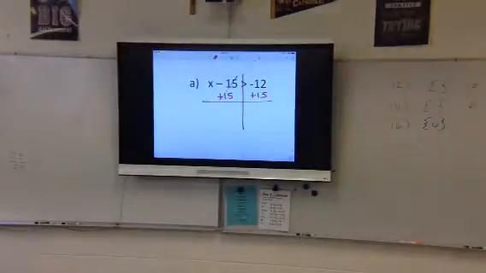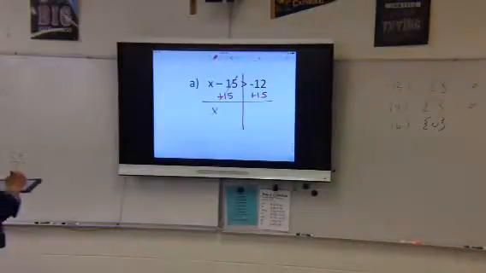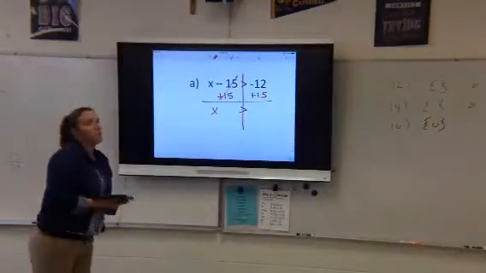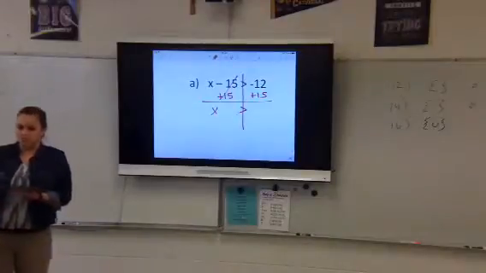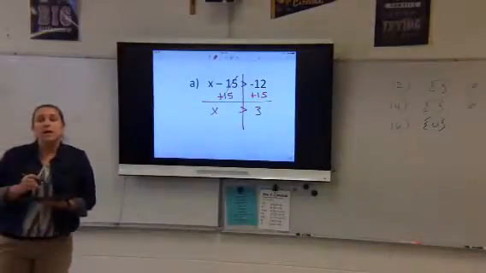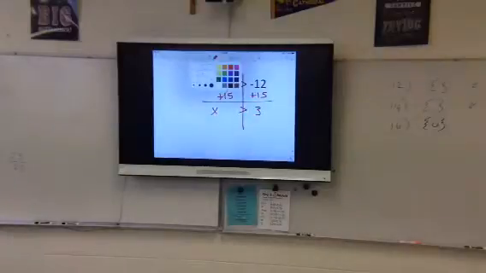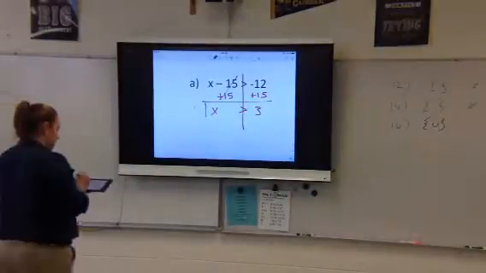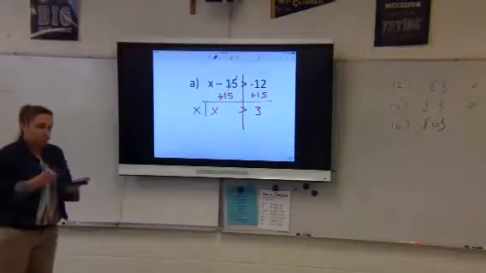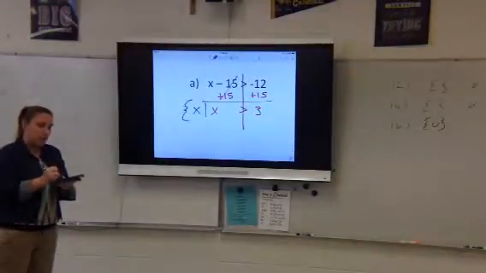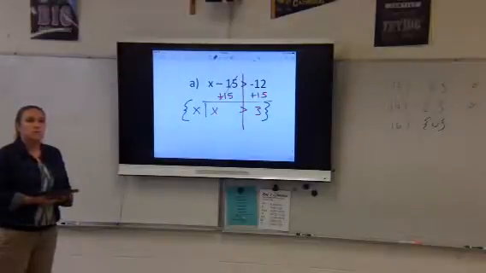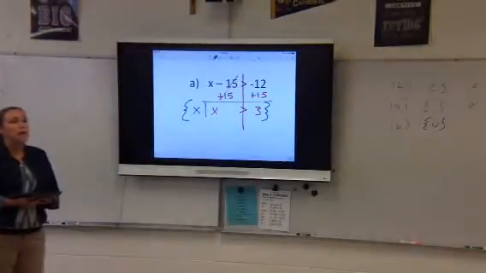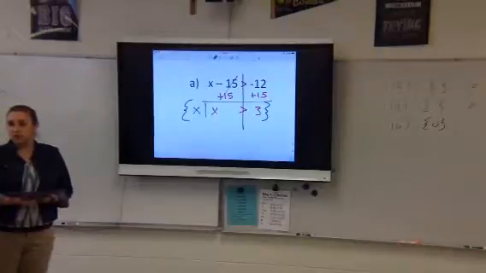So that cancels. x, keep the symbol, greater than. And then what is negative 12 plus 15? 3. Very good. Now, set builder notation. You just take your answer and leave it as is. You're going to stick a line in front of it, and then put whatever variable we're working with, so x. And then you're going to put set brackets around it. This is what's called set builder notation.